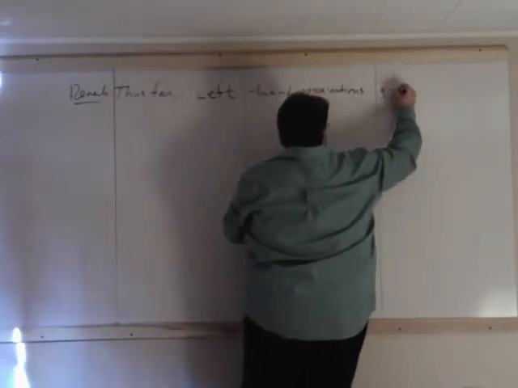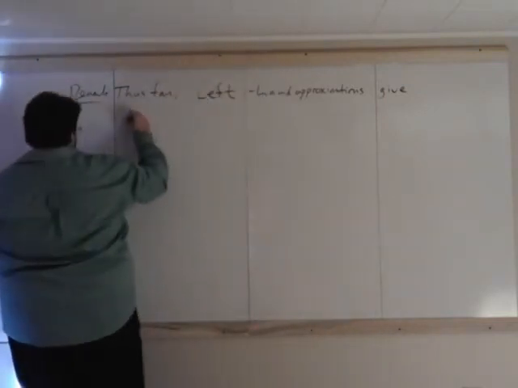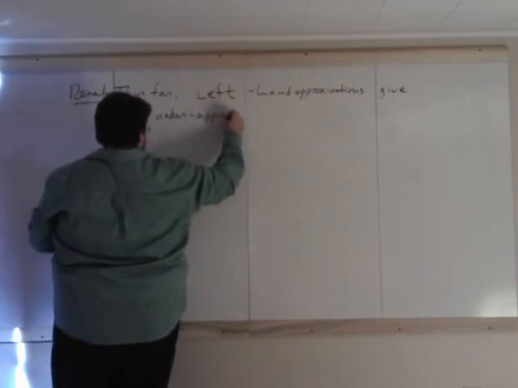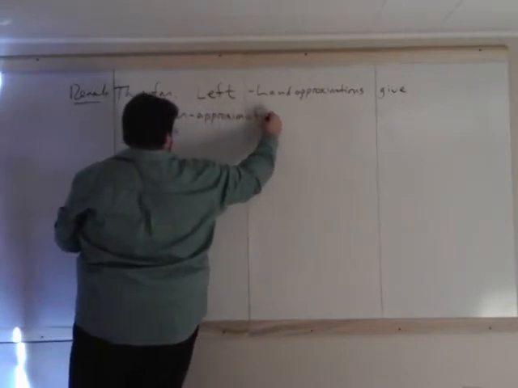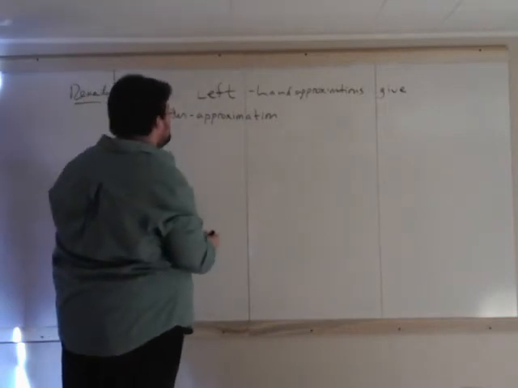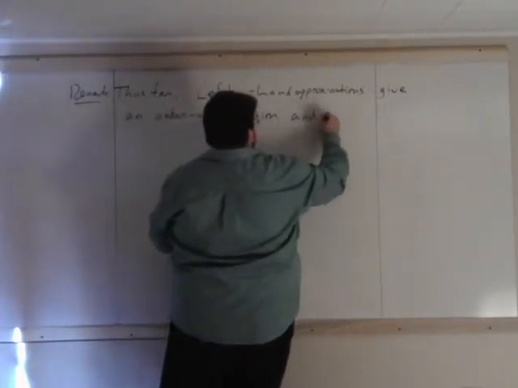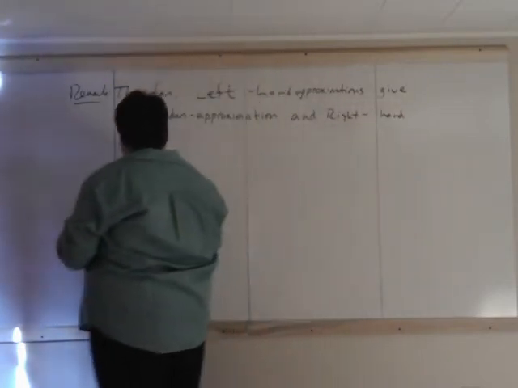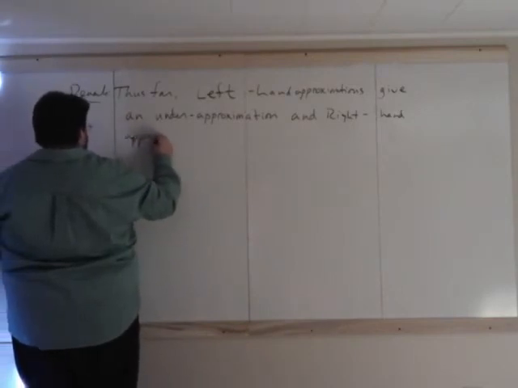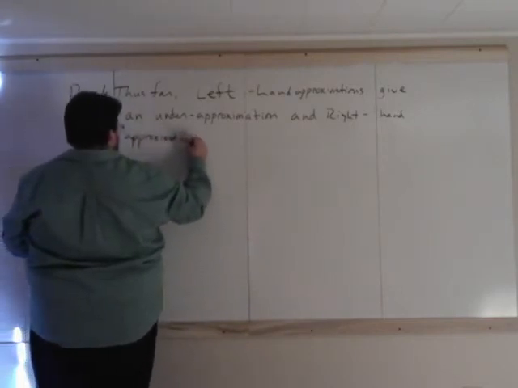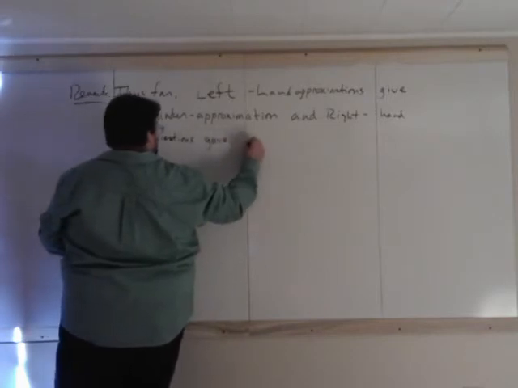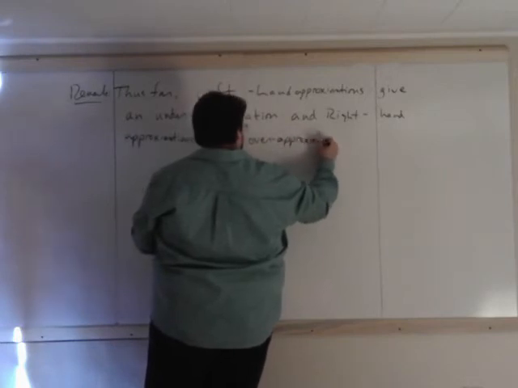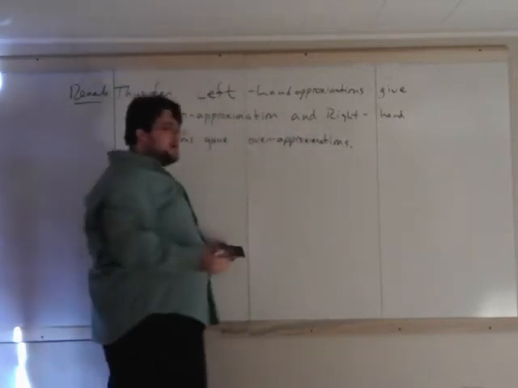Left hand approximations give an under approximation. And the right hand approximations gave an over approximation. This is not always the case.